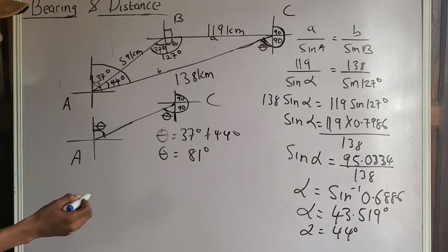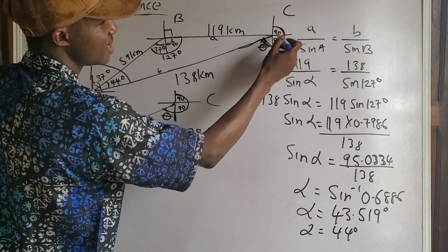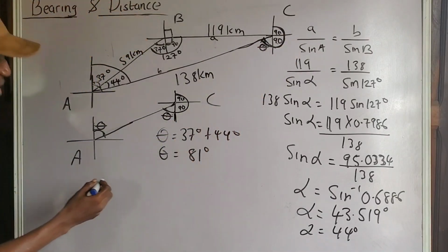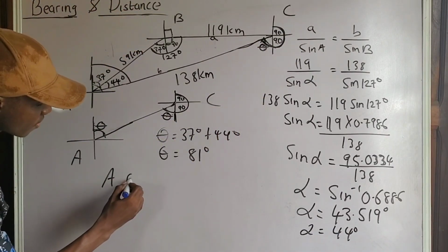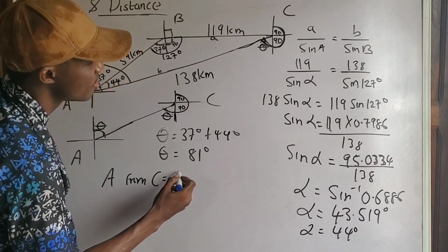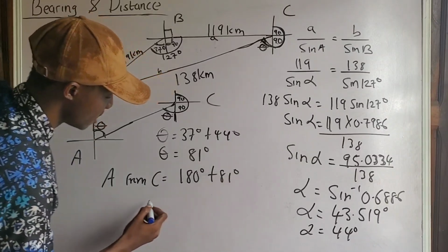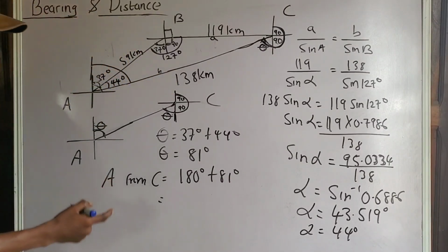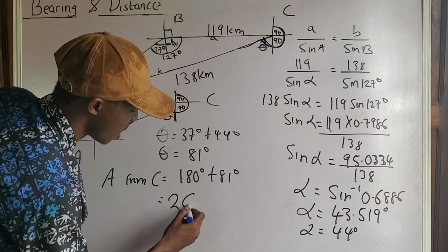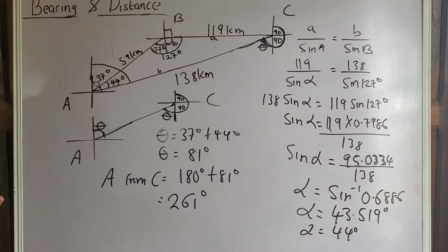Now listen to me carefully. This is not the final answer. The final answer will be the sum of 90, 90 and theta. So the bearing of A from C is equal to 90 degrees plus 90 degrees, that is 180 degrees, plus 81 degrees. So 180 degrees plus 81 degrees is 261 degrees. That is the bearing of A from C.